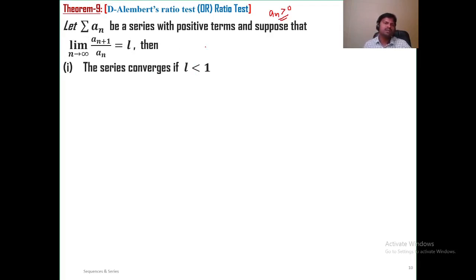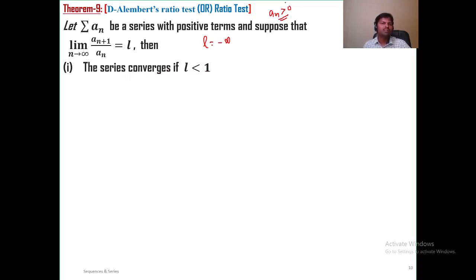Can I take that L value as minus infinity? Minus infinity is less than 1. Now can I say that, so the limit value is minus infinity, for example, let's say. Minus infinity is less than 1, true. So can I say that the series converges? The limit reaching minus infinity means what? It diverges. But here what I'm getting is the series converges.